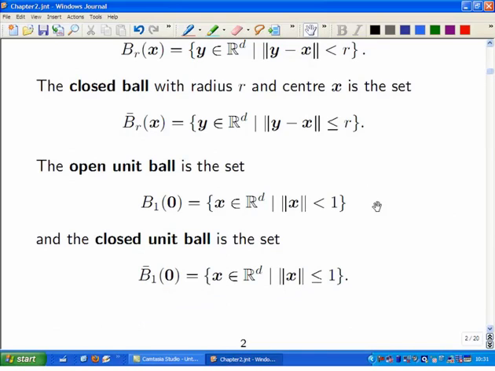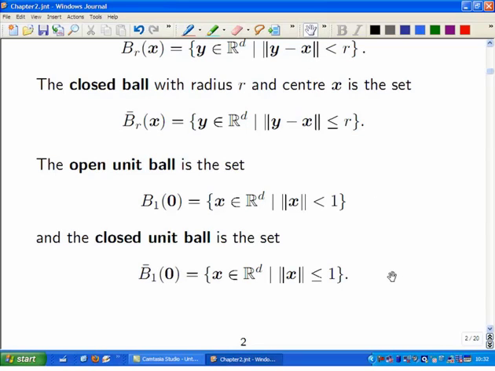Special cases where you center the ball on the origin, you get what's called the open unit ball and the closed unit ball. These come in quite a lot later in analysis. We won't use them very often in this module, but they're like, well, the center is on the origin, they're radius 1, and you either exclude the boundary if it's the open ball, or you include the boundary if it's a closed ball.